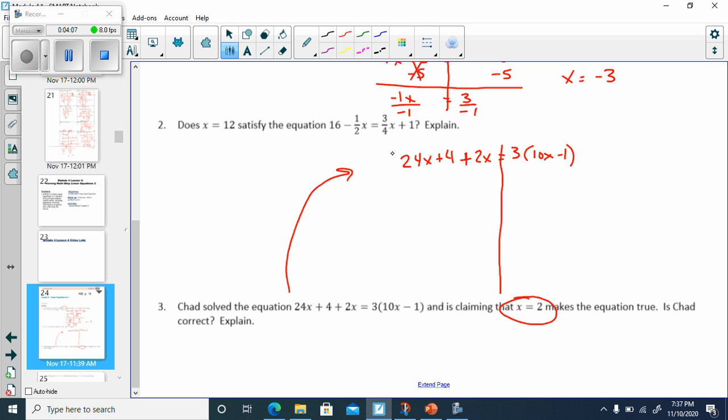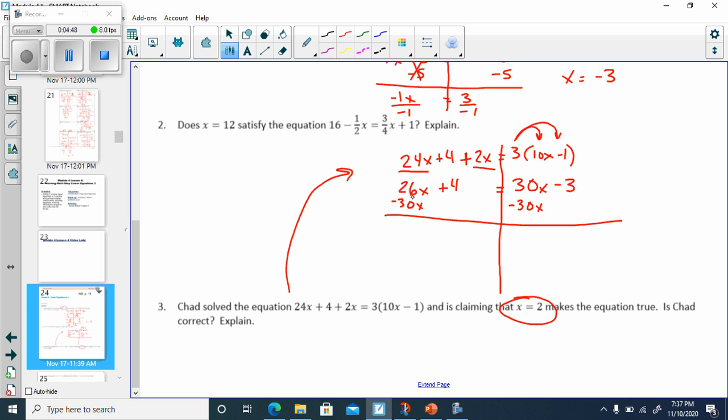Let's look at this. Is this expression as simple as it can get? No, I can combine these like terms. 24x plus 2x gives me 26x plus 4 is equal to, okay, now this is distributive property, so let's distribute this. 3 times 10 is 30x. 3 times -1 is -3. Okay? Now, what I need to do is I need to make sure that I collect like terms. I need all the variables over here, all the numbers over here. Let's subtract 30x from both sides.